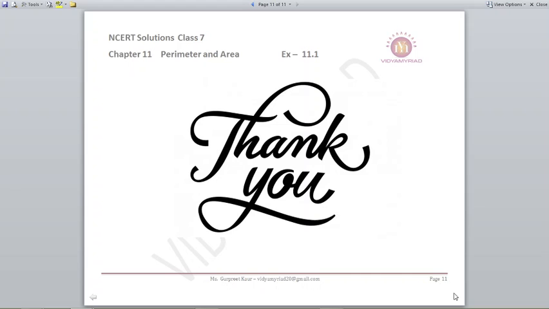With this, we finish exercise 11.1. I hope you must have found it very easy. You just need to know the area and the perimeter of square and rectangle. Based on this, just write the formula and whatever information is given to you. You will be very easily able to solve those questions.